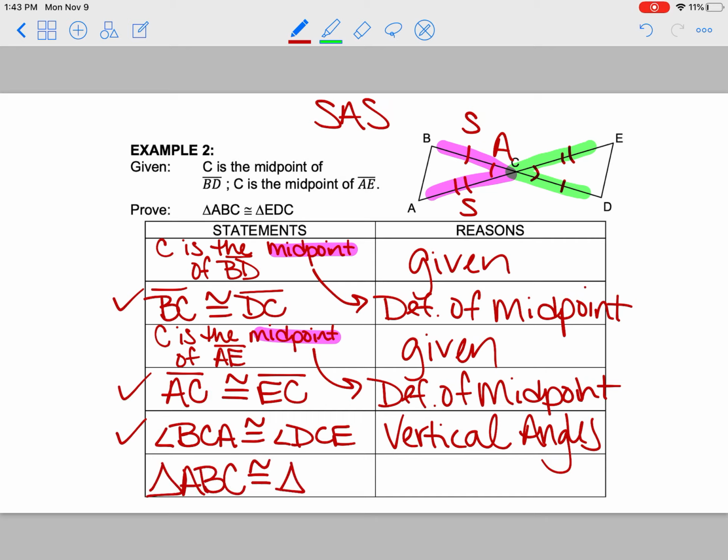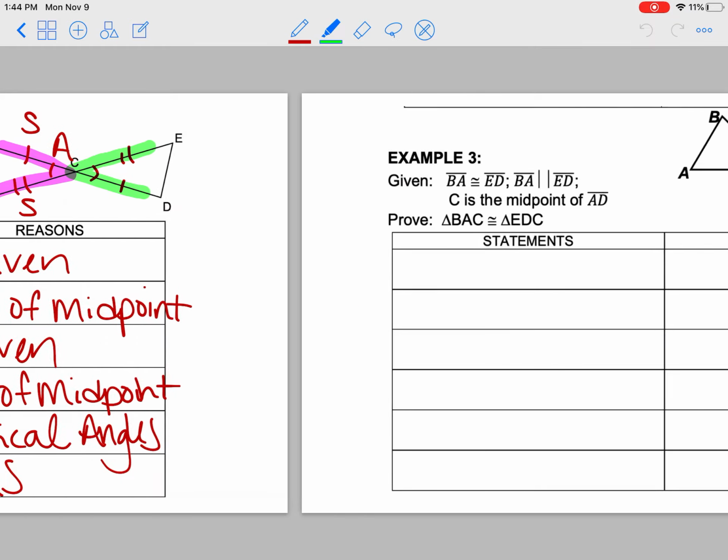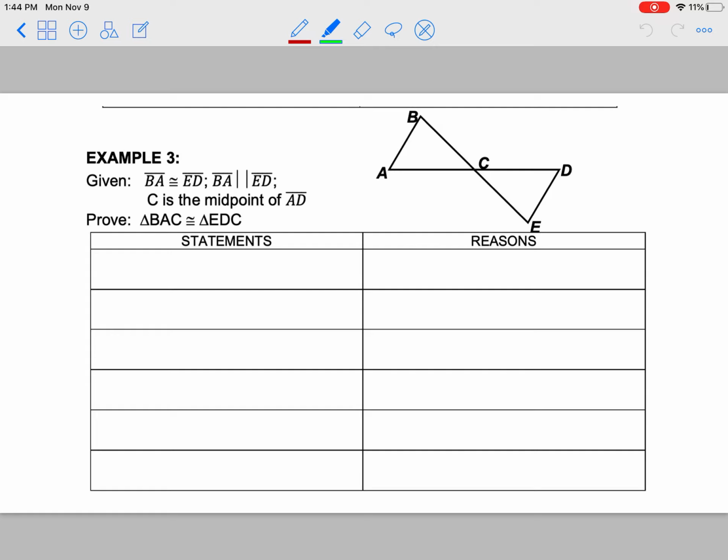So triangle ABC is congruent to triangle EDC because of side angle side. Now if you get confused on which letter matches up to which, are the triangles flipped, are they rotated, use this proof statement right here in green to look. We know that A and E are first, so they'll match up. B and D are next, they match up. So use that to your advantage as you're writing these proofs out.